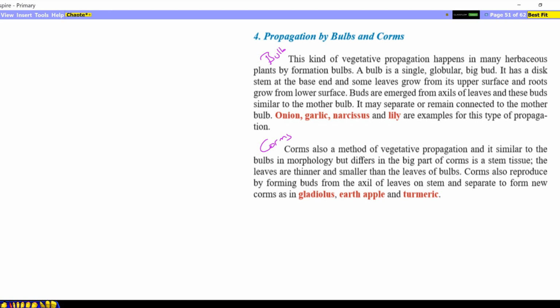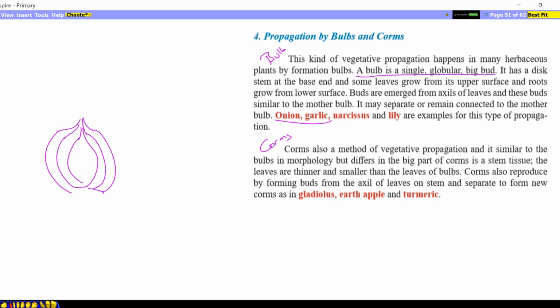A bulb is a single globular bud, that is a simple definition for a bulb. It has a disc stem at the base, and some leaves grow from its upper surface, while roots grow from the lower surface. The best known examples are the onion and garlic. In the onion, the big part of the onion that is eaten is leaves.